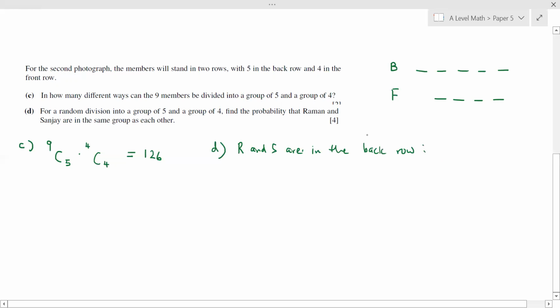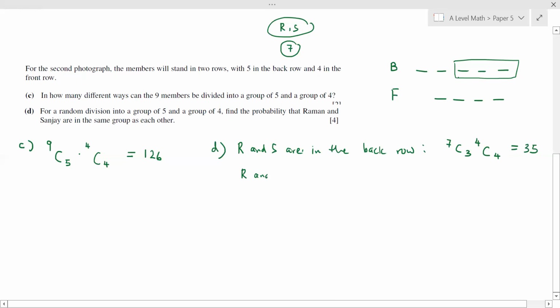For these 9 members, you have Raman and Sanjay, and then you have 7 others. For both of them to be in the back row, there's only one way to put them in the back row. There are 3 more spots in the back row. So from the remaining 7, we choose 3 to go into the 3 spots, and then the remaining 4 will go to the front row. That will give us 35.